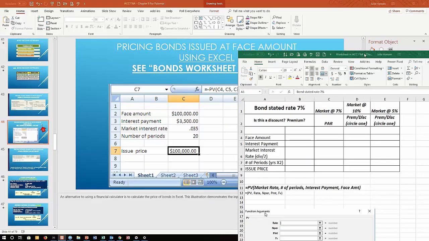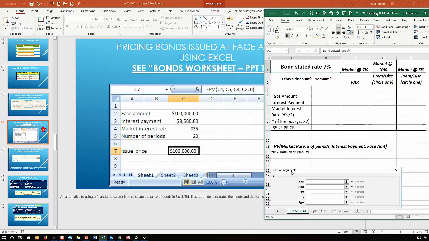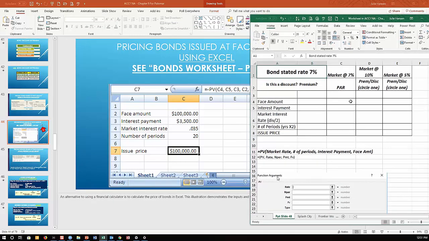So I've actually opened the spreadsheet. You cannot be in presentation mode when you open this spreadsheet, and you can see that it looks similar to this. So I'm going to go ahead and fill this out. So the par value, meaning the face value of my bond, is $100,000. So I'm going to type in $100,000.